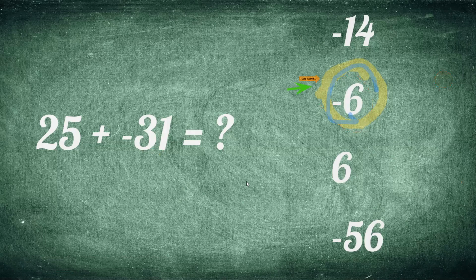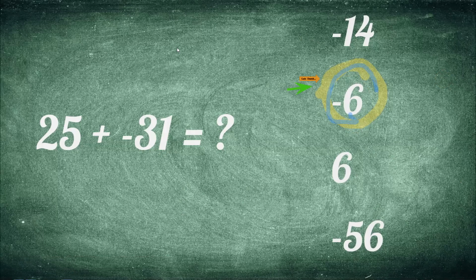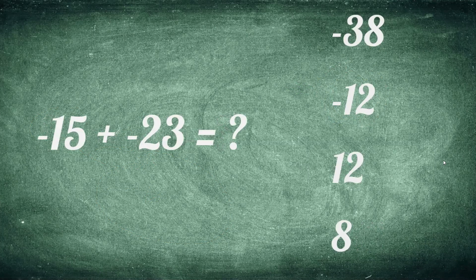Why? You're adding opposite signs, keep the sign of the bigger number. Now I'm going to go back to my annotation here because I'm explaining. The bigger number is 31, so I'm going to keep the negative sign, and then I'm going to subtract the smaller number from the bigger number, which gives me 6, -6. Yes, correct. Very good. Okay, let's do another one. All right. What about -15 plus -23?